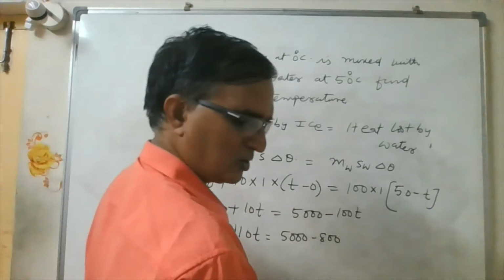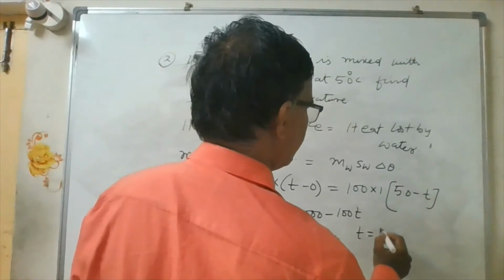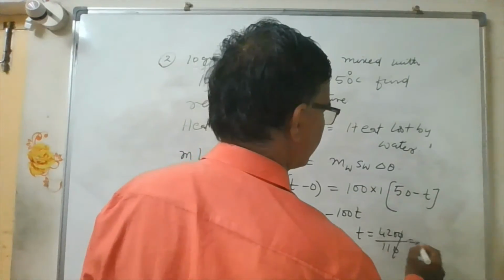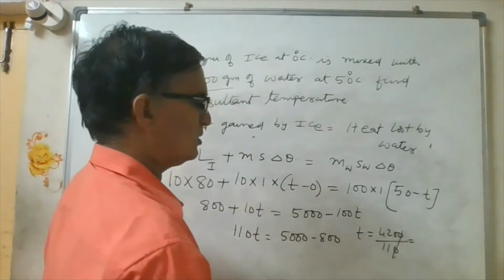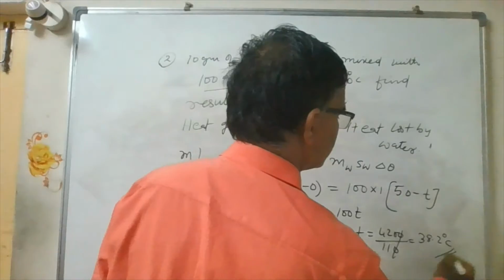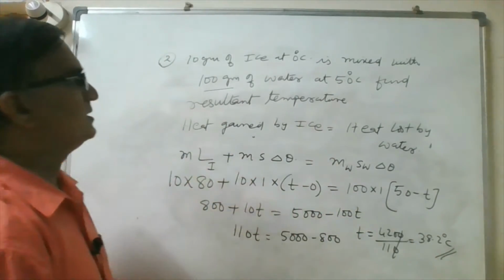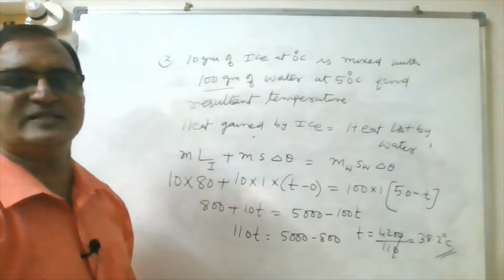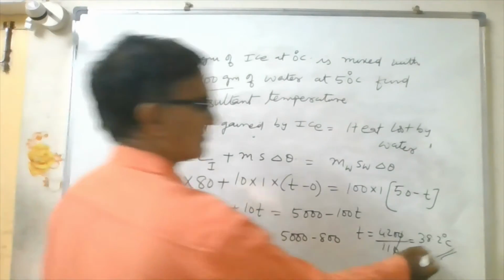That is 4200 divided by 110. Here you will get 38.2 degrees centigrade. What is that? This is the intermediate temperature. The answer lies between 0 and 50 only. Okay, so 38.2 is the answer.